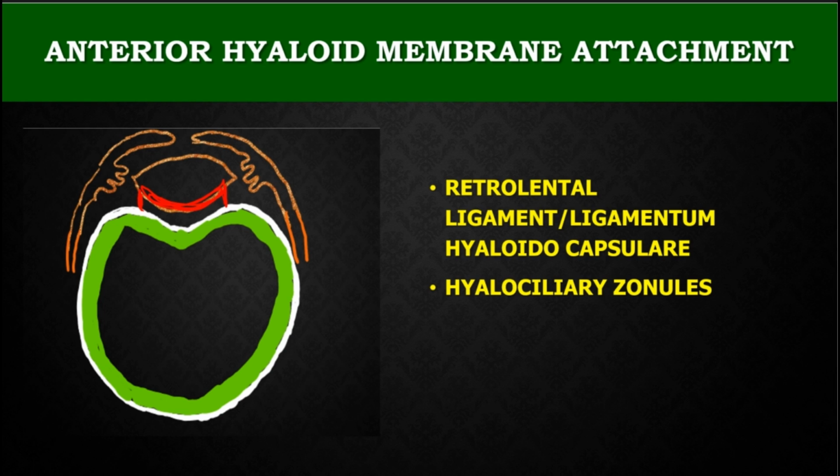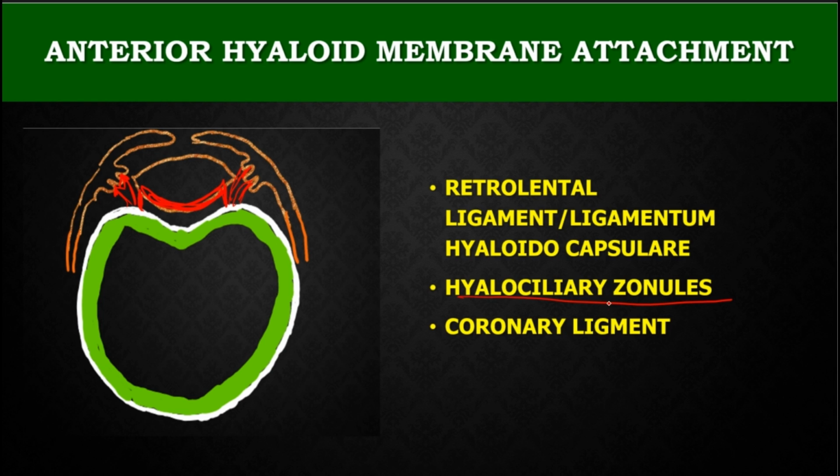Now, the second attachment is known as the hyalociliary zonules. The hyalociliary zonules are the fibers which extend from the anterior hyaloid membrane, and they go and attach into the valleys of the ciliary processes. So these are the ciliary processes, and you can see within the valleys of the ciliary processes you will have these hyalociliary zonules.